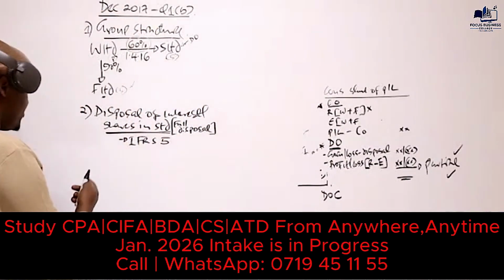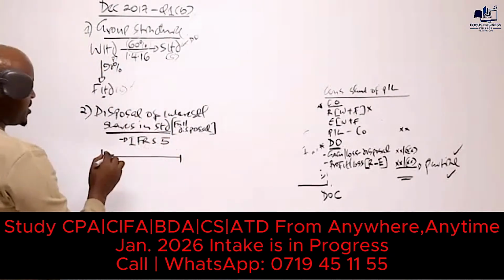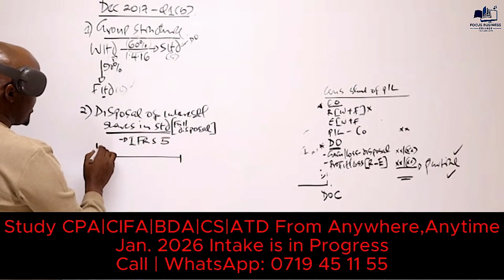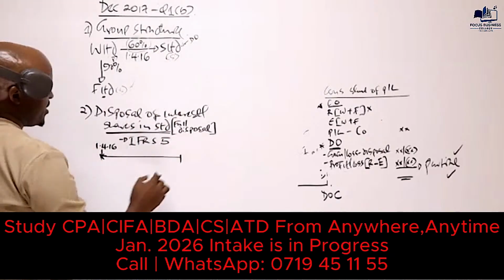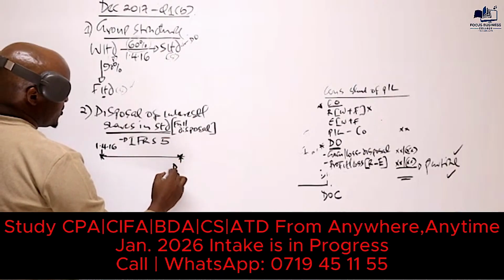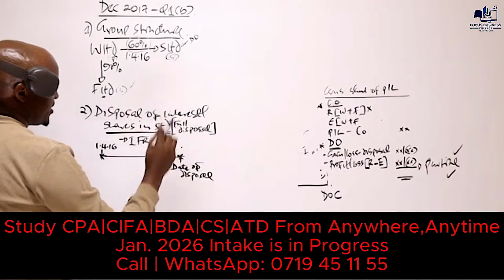Coming back here, we are told that this particular subsidiary was disposed of at the end of the year. Remember, you said the year started on 1st of April 2016. So this is when the subsidiary was acquired, and this is the date of disposal. It was disposed exactly at the end of the year.